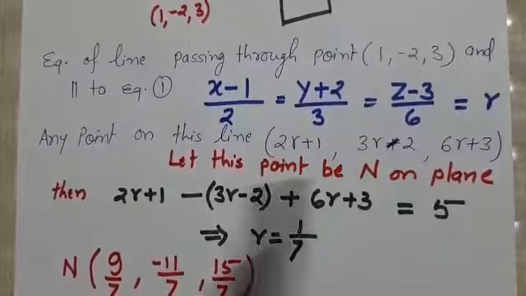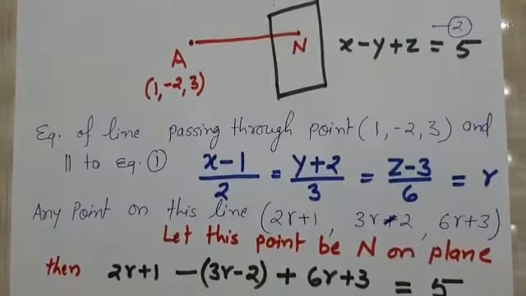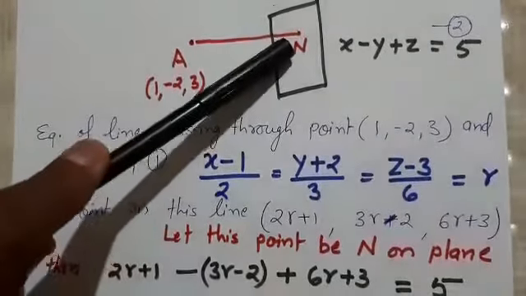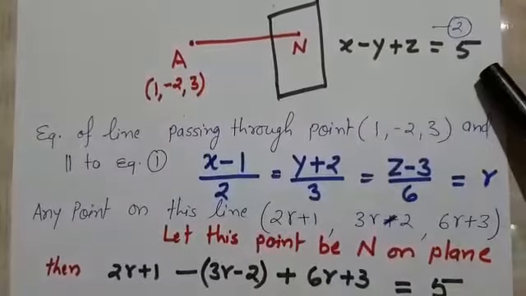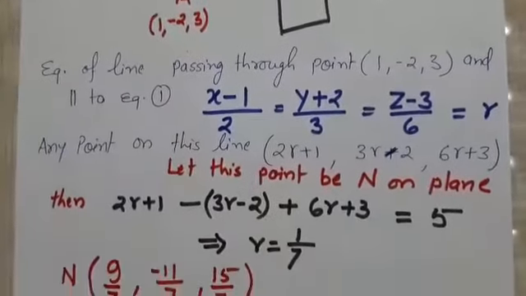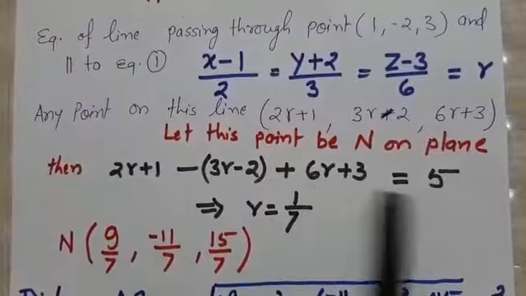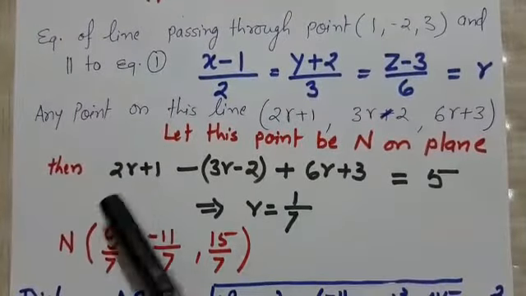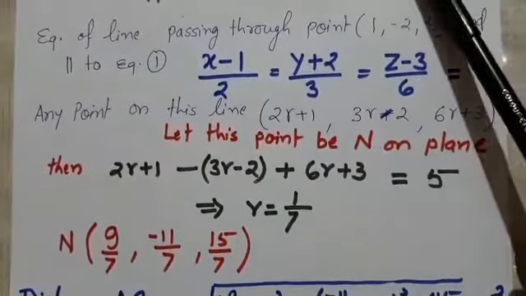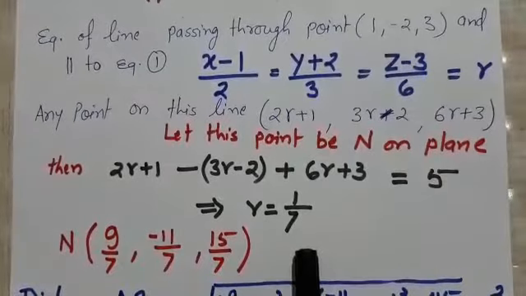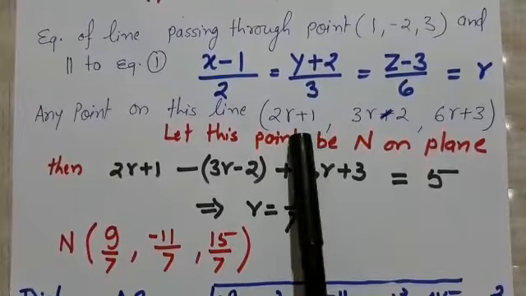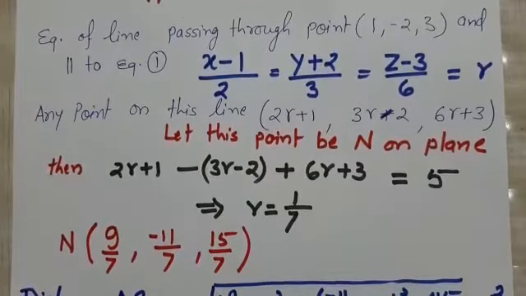Now suppose this point is N. Then this point will satisfy the equation of the plane. Put this x, y, z in this equation. Then we will get the value of r as 1/7. Then put this r here, and we will get the point N.